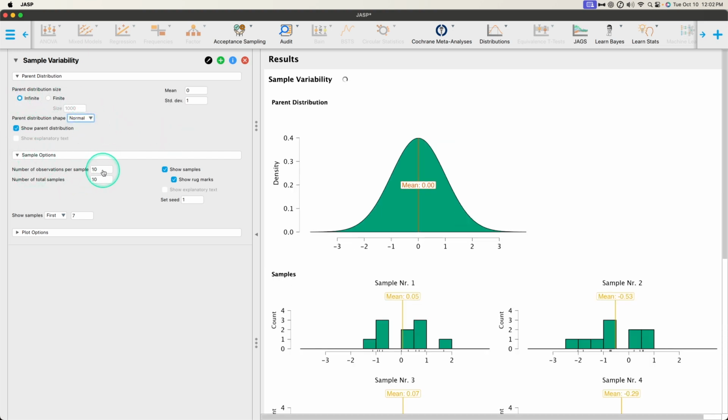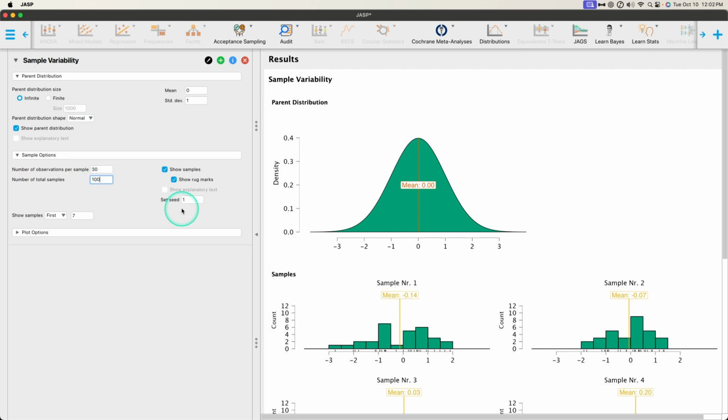So the number of observations per sample in our options here is 10. This is slightly different from the central limit theorem and the standard error modules or functions within the Learn Stats module, where it's set to 30, so we could do that if we wanted to. Total samples is 10. By default, this is 100. But for the sake of your computer, by default, the first 7 are the ones that are displayed. So that's nice.